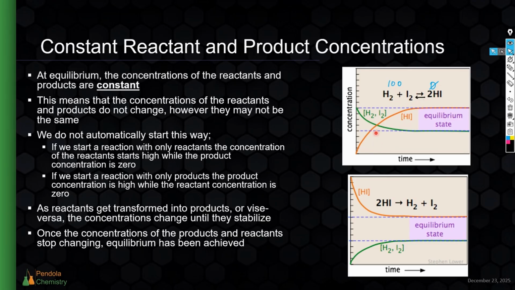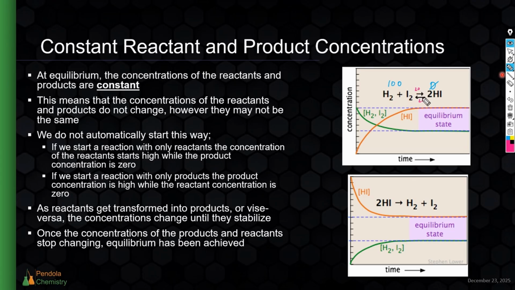As the HI is being created, again, because the reverse reaction starts to happen, it starts using up that HI. And so we see this increase in HI slow down and eventually again become constant. Why? Eventually, the rates of the forward and reverse reaction become equal to each other. If 20 molecules of H2 and I2 are becoming 40 molecules of HI per second, then 40 molecules of HI are becoming 20 molecules of H2 and I2 per second as well.